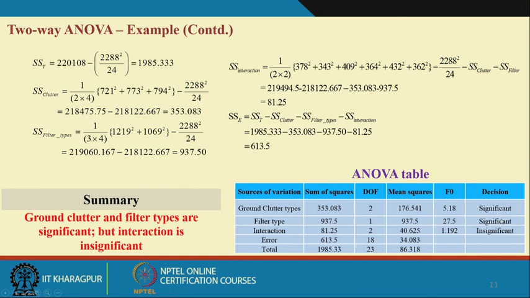So that means there is a difference in the response variable, which here is the intensity level at the time of detection, if the ground clutter level changes from low to medium to high. We do not know whether it is low to medium or low to high where it is different, but if you change from low to medium or low to high or medium to high, in at least one of the cases there will be a difference. That is also true for filter type. That means if you use filter type 1, the intensity level at target detection will be different from if you use filter type 2.